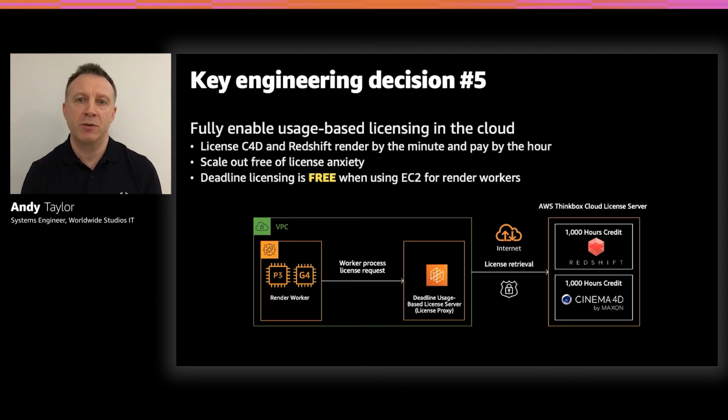So all of our render workers are configured to use third-party usage-based licensing. So we can consume C4D and Redshift licenses by the minute, and we can pay for that by the number of hours rendered. And as each frame is processed, the render task will open a connection to the Deadline usage-based license server, which will securely proxy that request for a license to the ThinkBox Cloud license server. Now, this is on a frame-by-frame basis, so you only ever pay for the time the GPU is rendering the frame, and then the clock stops.